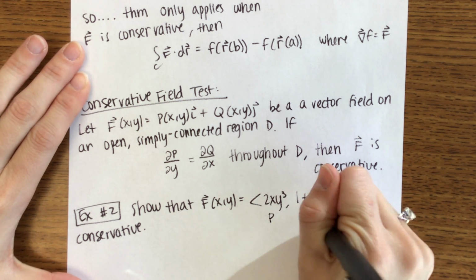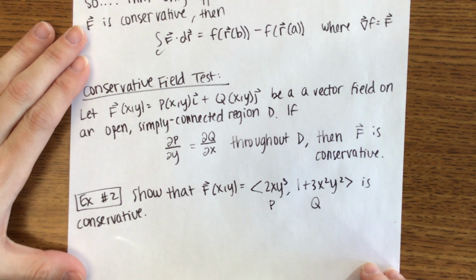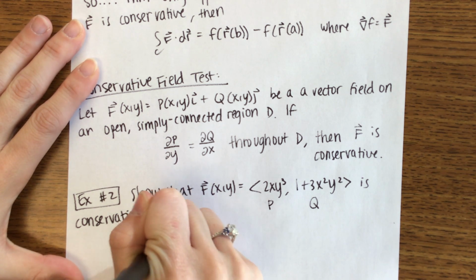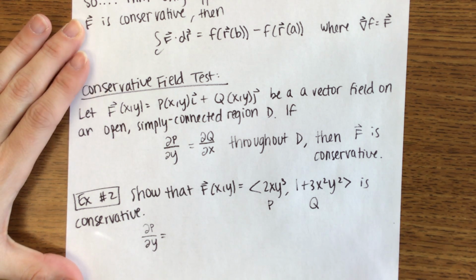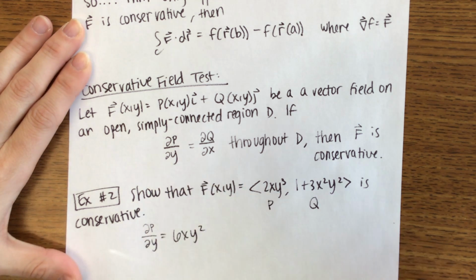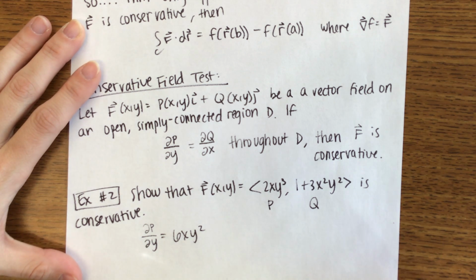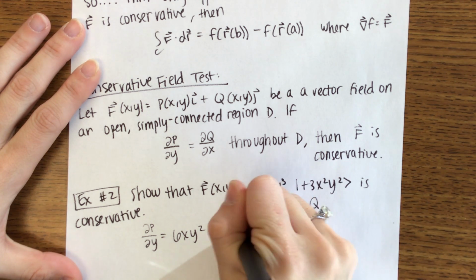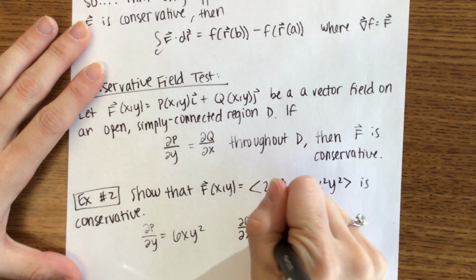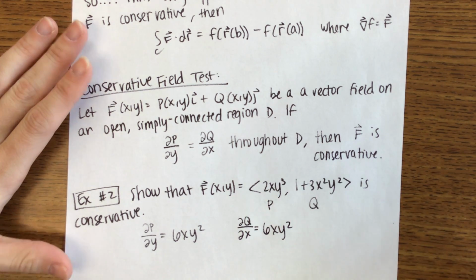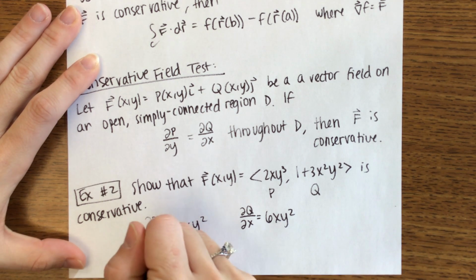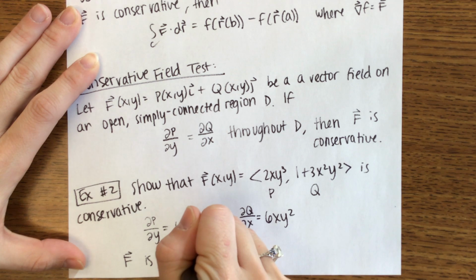This is function P. That is function Q. Based on the conservative field test, we are going to take the derivative of P with respect to y, in which case we get 6xy squared. We need to take the derivative of Q with respect to x, in which case we get 6xy squared. So we say that big F is conservative then.